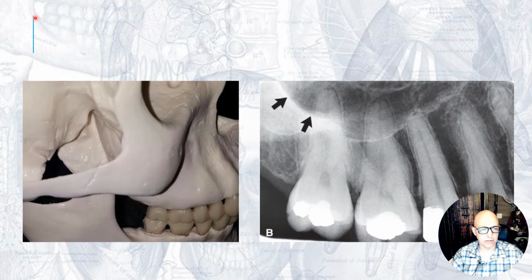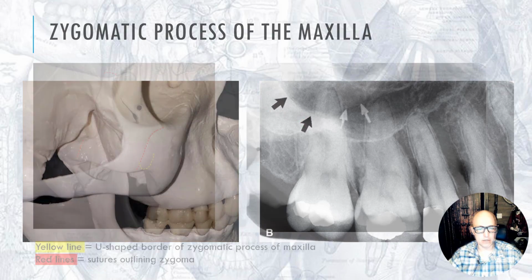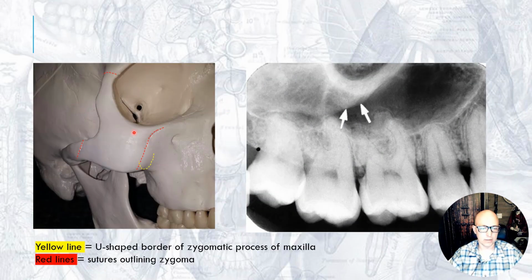All right, here's my favorite slide because it's my favorite structure. What are we getting at here? What are these black arrows pointing to? If you learn one thing from this lecture, learn this one. It is the most important anatomical structure. It's the zygomatic process of the maxilla. So, okay, here's where I outlined it.